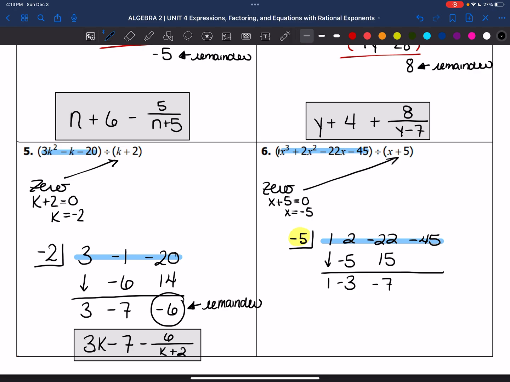Then once again, we're going to want to multiply -5 and a -7. And what's that going to be? That's going to be a 35, and it's going to be positive. And then we want to add. And so what is left there is a -10. Again, I like to circle this and remind myself that this is the remainder.